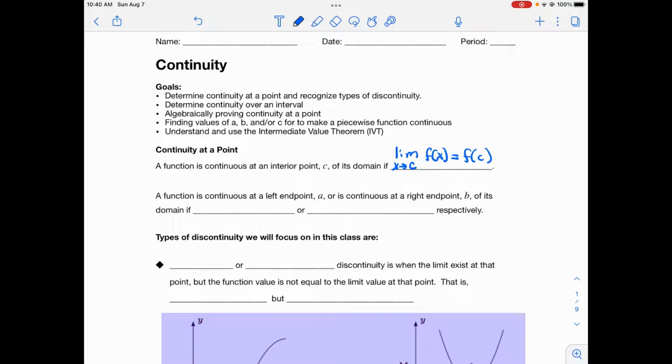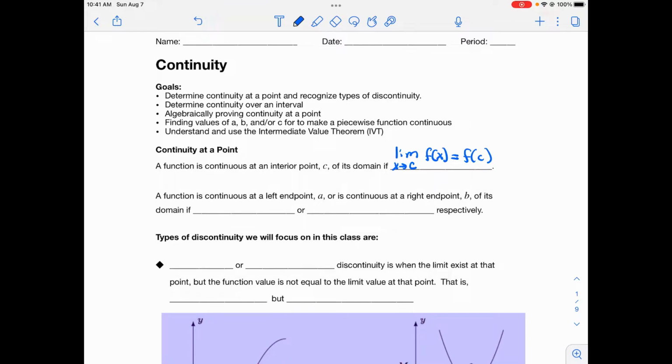Now, if we look at our continuous function at the left endpoint or the right endpoint, we have to modify our definition slightly, because we can't say the limit as x approaches c of f of x equals f of c at the left endpoint. Again, for the limit as x approaches c to exist, you have to approach it from the left and the right, and if it's the left endpoint, you have nothing to the left of it to look at.